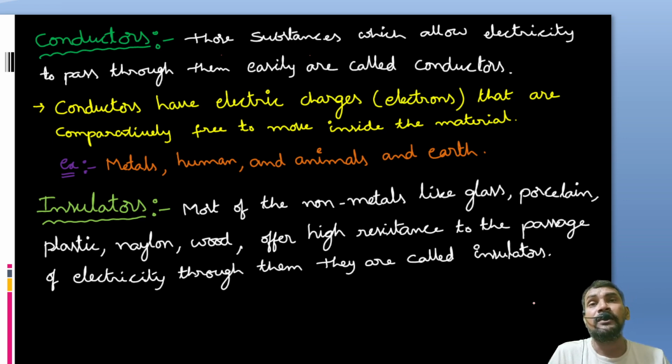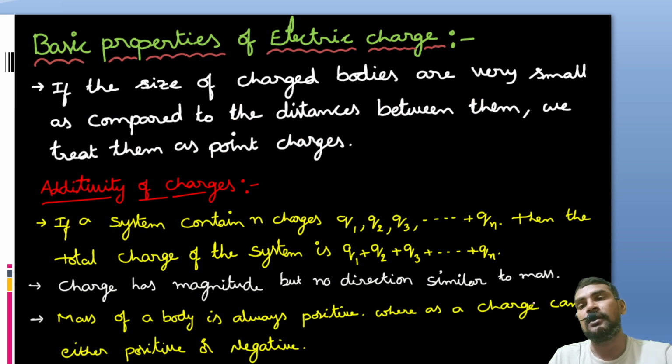If you take some other materials like glass, porcelain, and wood, they won't allow electrons to flow freely through them. Those materials are called insulators. Generally, conductors allow free flow of electrons, while insulators don't allow flow of electrons through them. I hope you got what a conductor is and what an insulator is.